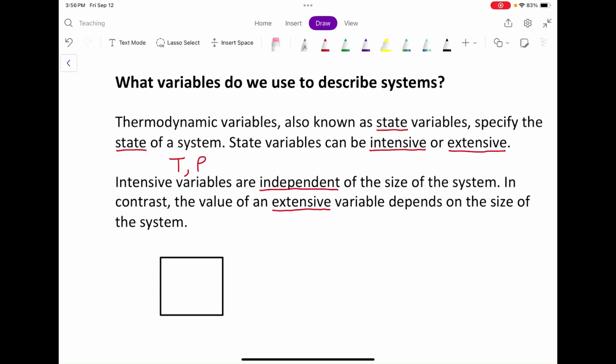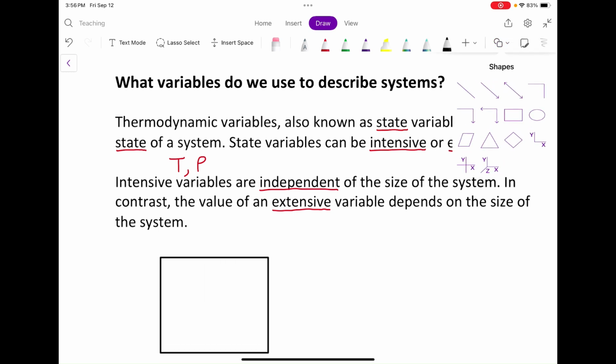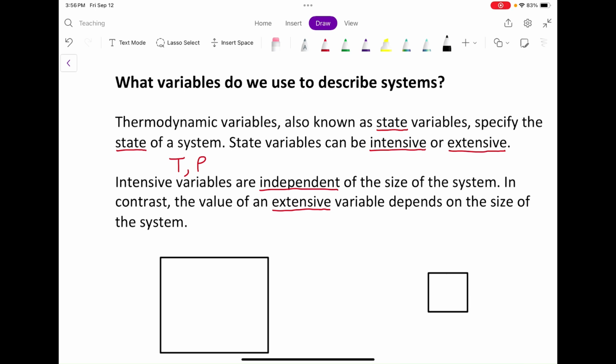So let's say I have one very large system, one very large lead block, and then let's look at the case in which I have one very small lead block. We'll have this be block 1 here on the left, block 2 on the right. We could use different variables to describe these systems, right? We could use the mass. So the mass of block 1 is larger than the mass of block 2. We could use volume. The volume of block 1 is greater than the volume of block 2.